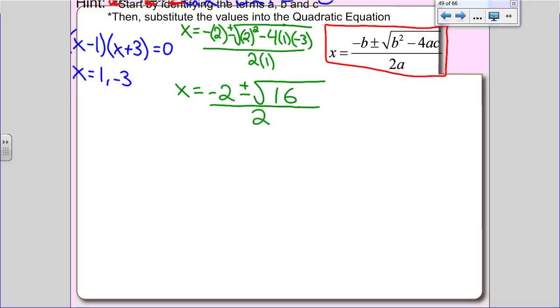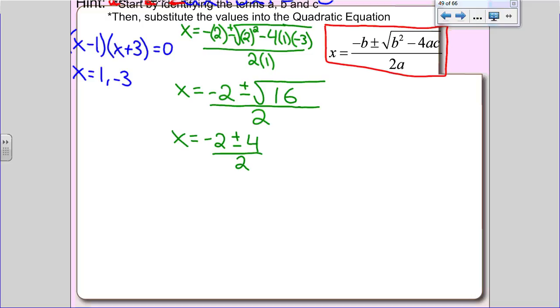The next thing I do is I look at my square root. If it's a perfect square root, I definitely calculate it. Do we know what the square root of 16 is? 4. Spoiler alert. So, x equals negative 2 plus or minus 4 divided by 2. The square root of 16 is 4. At this point, I have two solutions. I have the positive solution and I have the negative solution.